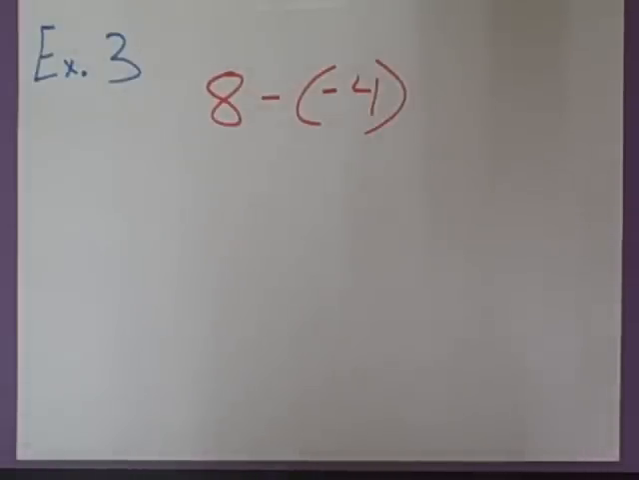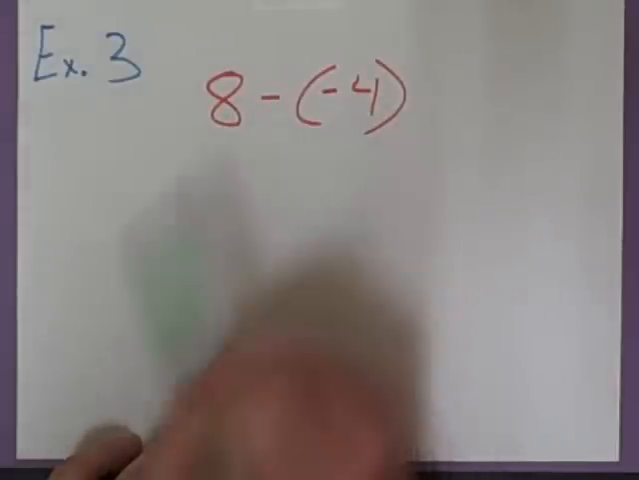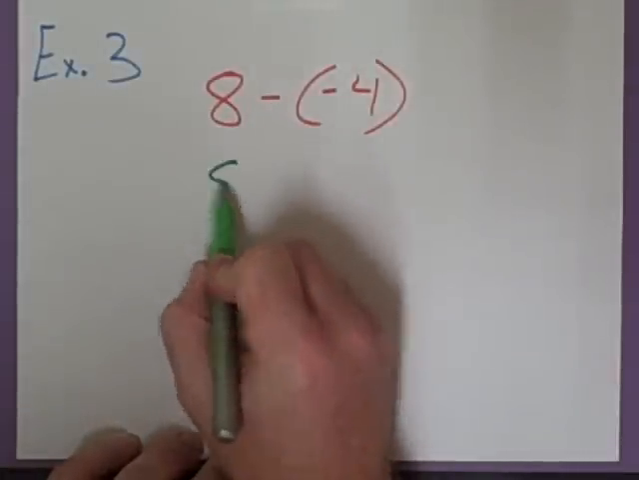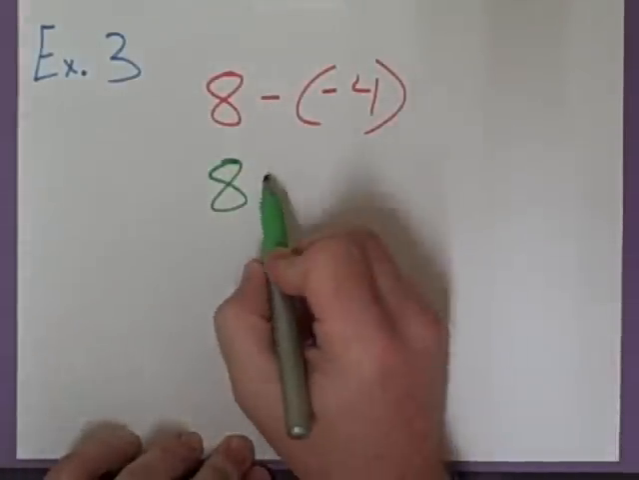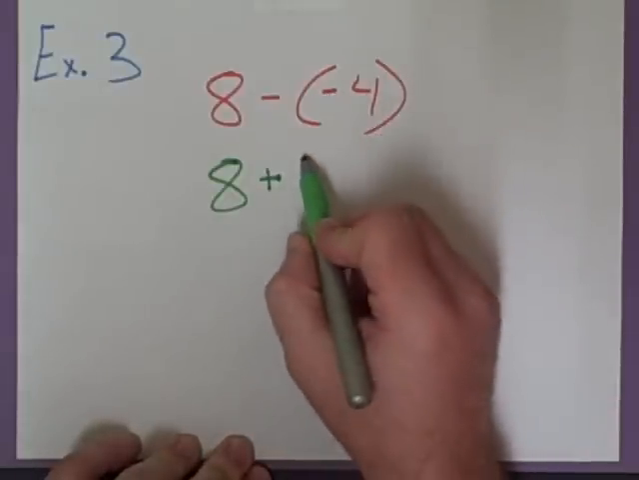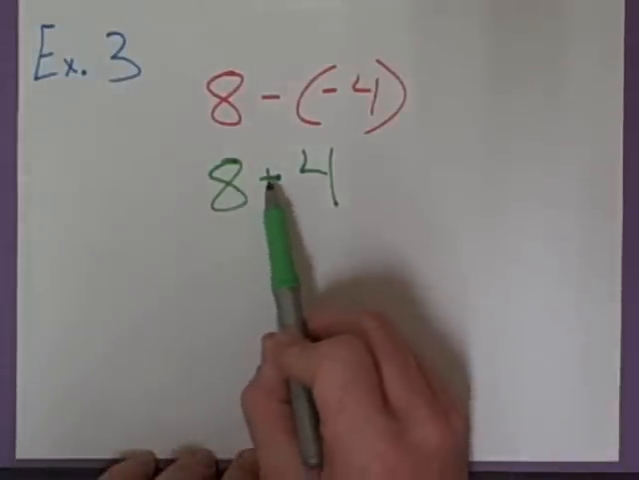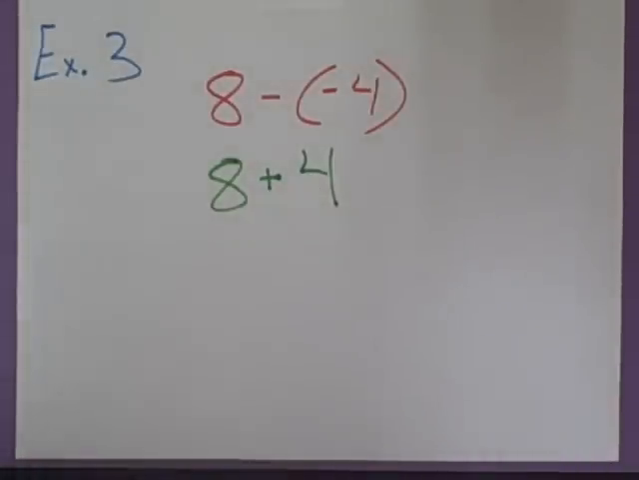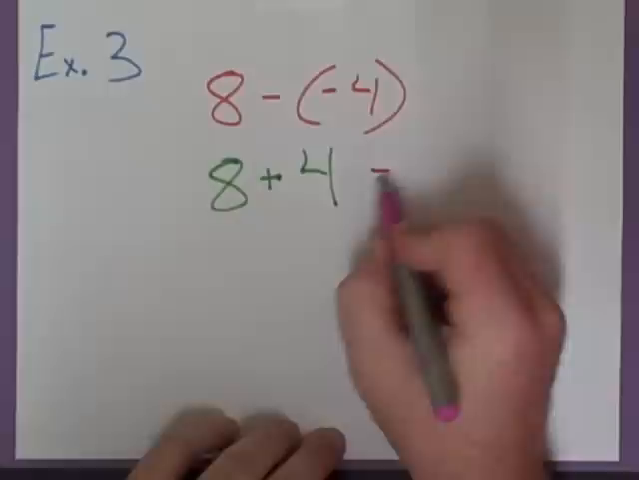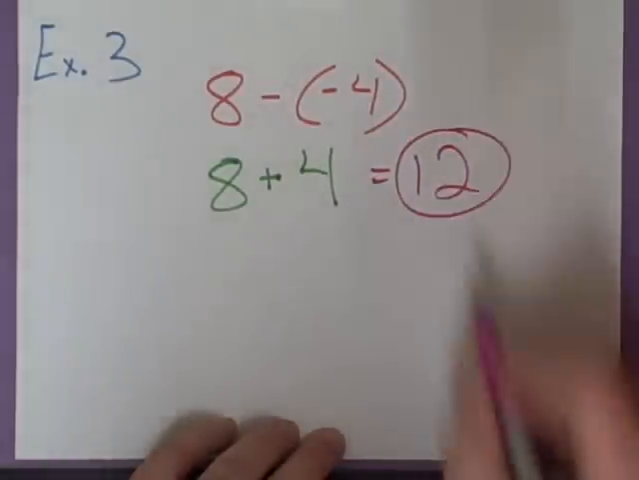So we are going to change it to addition by using our rule of keep, change, change. We're going to keep the 8, change it to addition by changing this from a negative 4 to a positive 4, and it becomes a very simple problem of 8 plus 4, which everyone understands. 8 plus 4 is 12, and that's your answer.